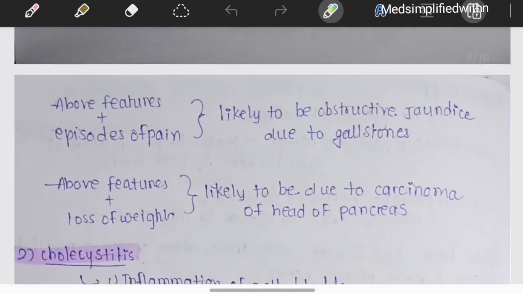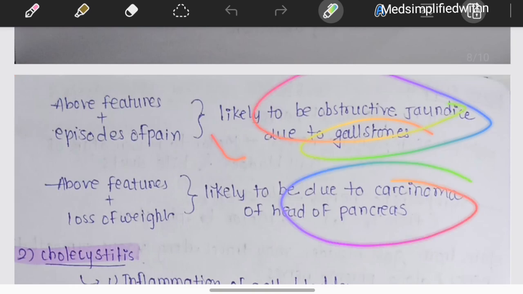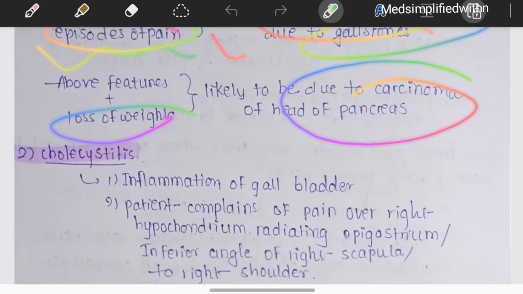You can differentiate these two situations by these features plus episodes of pain and loss of weight.